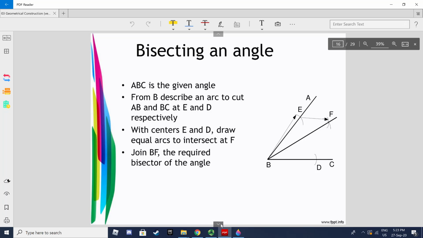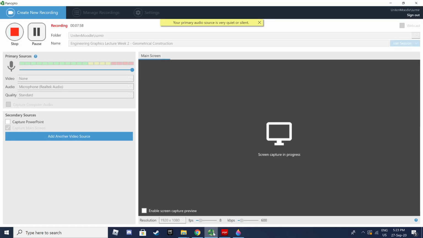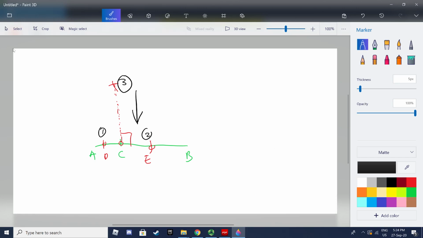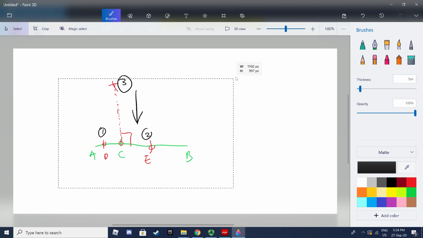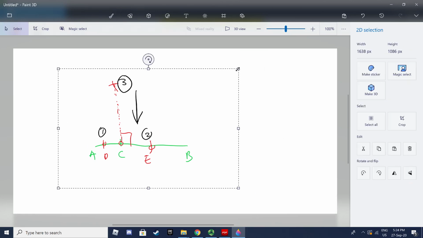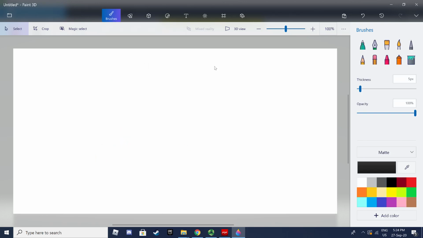By bisecting an angle. Actually this one is the same like the one that we learned on bisecting a line. But this one is an angle. So how are we going to do it? So we try again. So we erase. Okay, right, let's say it's given to you a certain angle, for example like this.